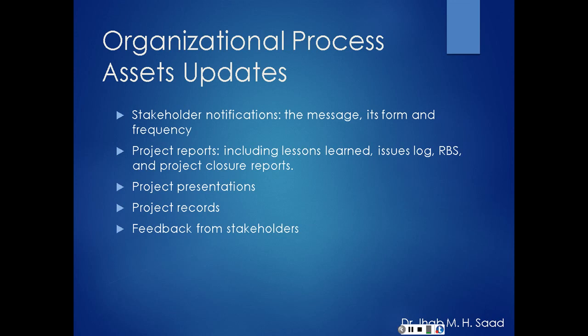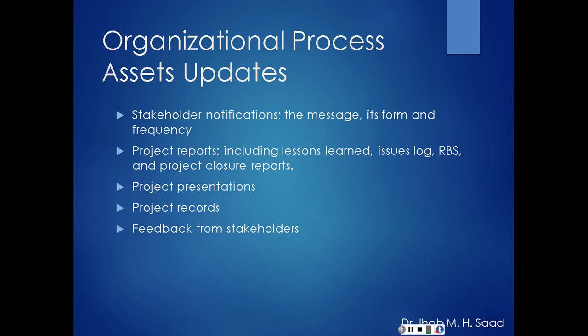Organizational process assets update. The organizational process assets, as we mentioned before, are the documents and the templates that your organization uses to manage the project. So, stakeholder notifications, what kind of message, its form and frequency. Is it going to be push or is it going to be pull? So push, basically we're going to send an email to each stakeholder or to the important stakeholders. Pull, we're going to post the information online. Whoever is interested, they might be able to download it or to view it.